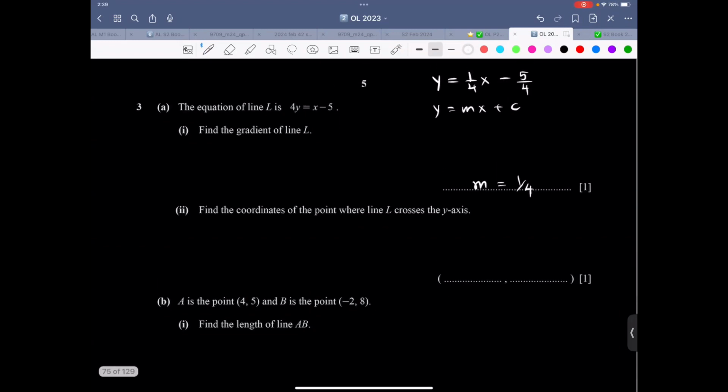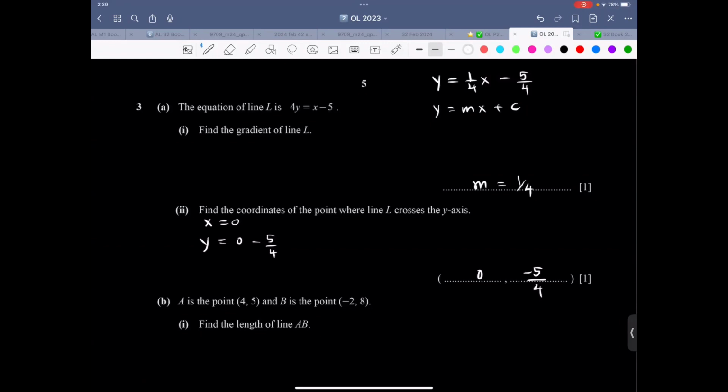Find the coordinates of the point where the line crosses the y-axis. If it crosses the y-axis, the x coordinate is 0. So y equals 0 minus 5/4. Therefore, this is (0, -5/4). That is the answer for this particular part.